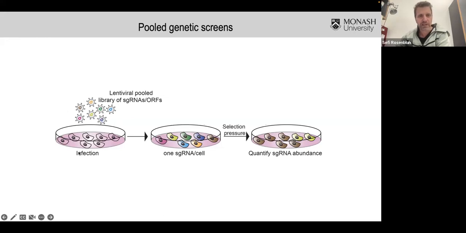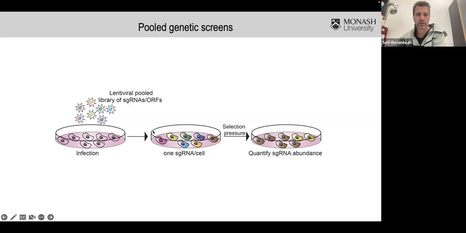And then we infect this into a cell of interest. We do that so that we have one perturbant per cell in the culture, and then we apply a selection pressure. Selection pressure could be a drug, could be just growth, if you want to see what inhibits or enhances growth. It could be a reporter, and I'll show different examples of this as we go on. But the idea is that the selection pressure will cause a change in the distribution of the cells.